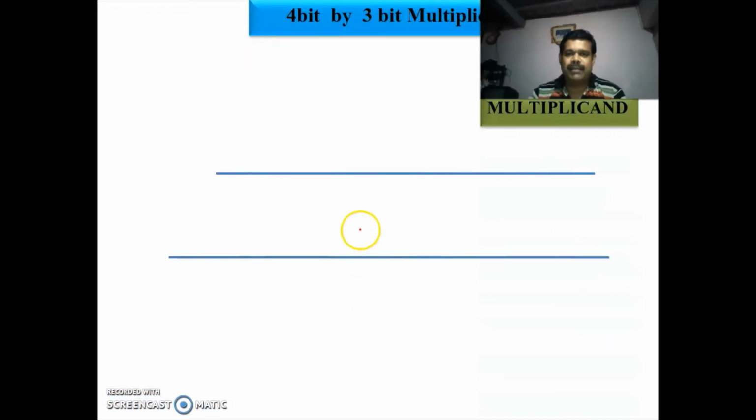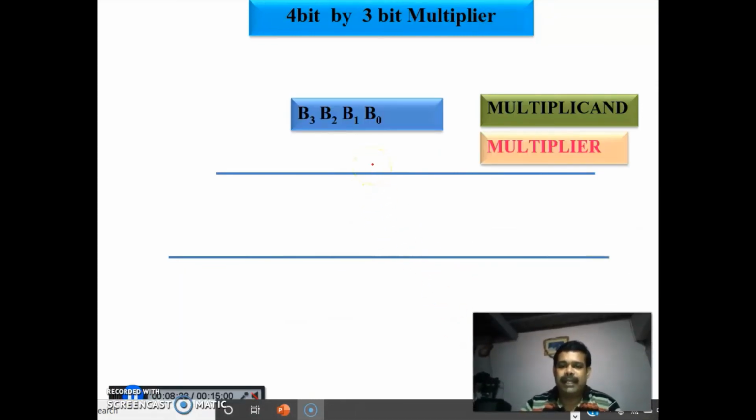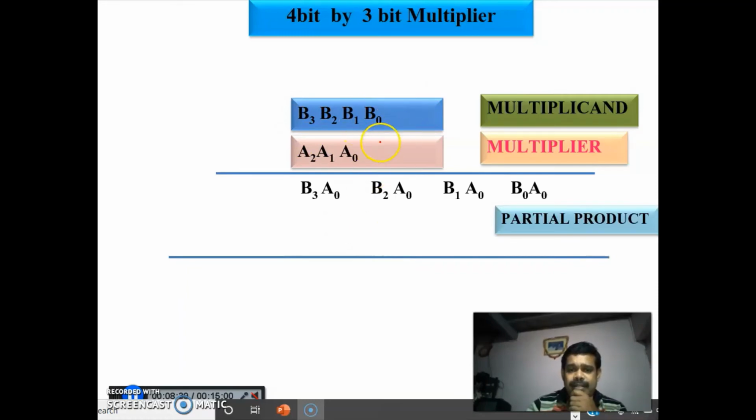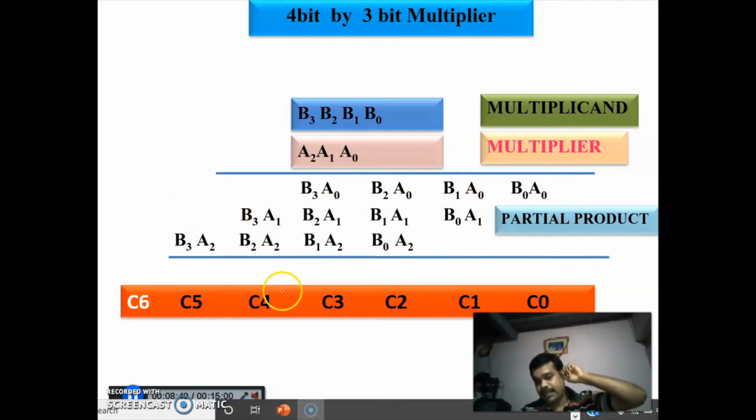This is the 4-bit by 3-bit multiplier. First the multiplicand, then the multiplier. The multiplicand has 4 bits and the multiplier has 3 bits. The partial products are A0 with B0, A0 with B1, A0 with B2, A0 with B3. Then A1 with B0, B1, B2 and B3. Then A2 with B0, B1, B2 and B3. These partial products we are adding, and that gives the final product, which will have 7 bits.